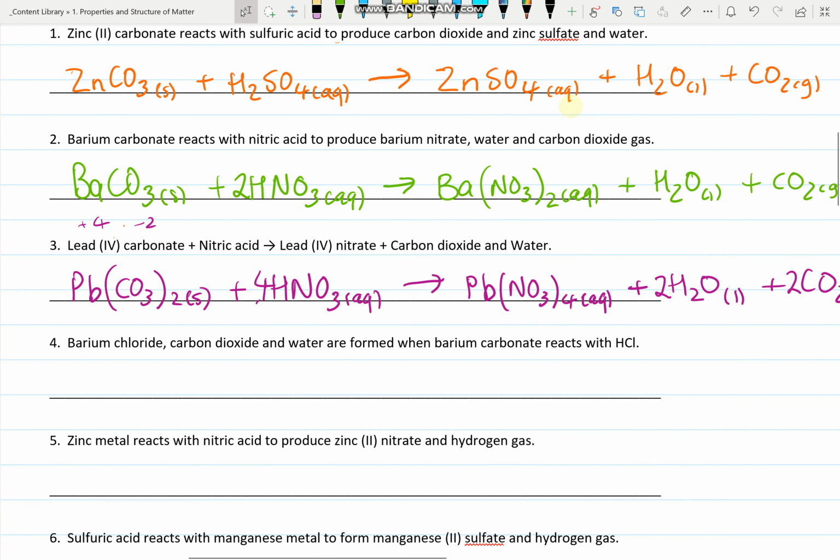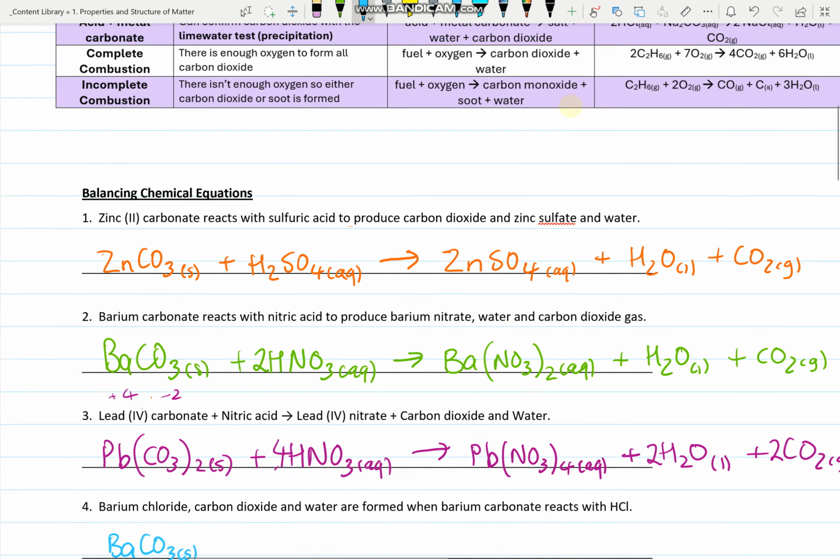Right, barium chloride reacts. It's gone backwards here. So I've still got my metal carbonate plus acid, but it's just reverse order. What they've done is write the products first and reactants second. Okay, and I guess that's about the only level of trippiness here. We've got barium carbonate, solid.